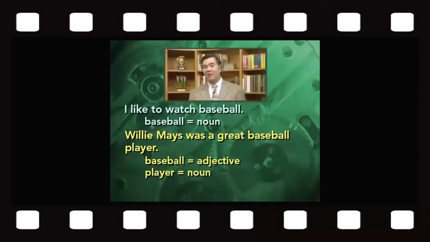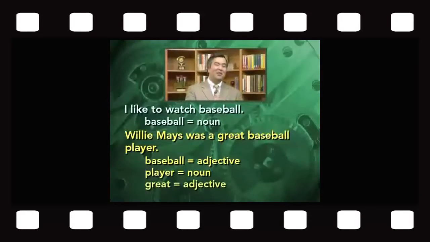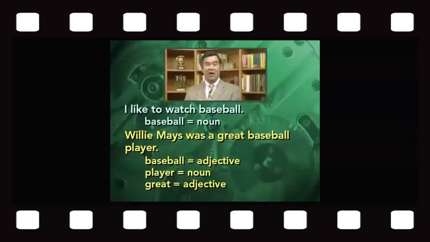What kind of player was he? Well, there are actually two adjectives here that give more information about what kind of player Willie Mays was. He was a baseball player, and he was a great player. So those two adjectives, great and baseball, are being used to modify or give more information about the noun player. Player is a word describing a kind of person. It's a noun. And great and baseball are both being used as adjectives in this sentence.